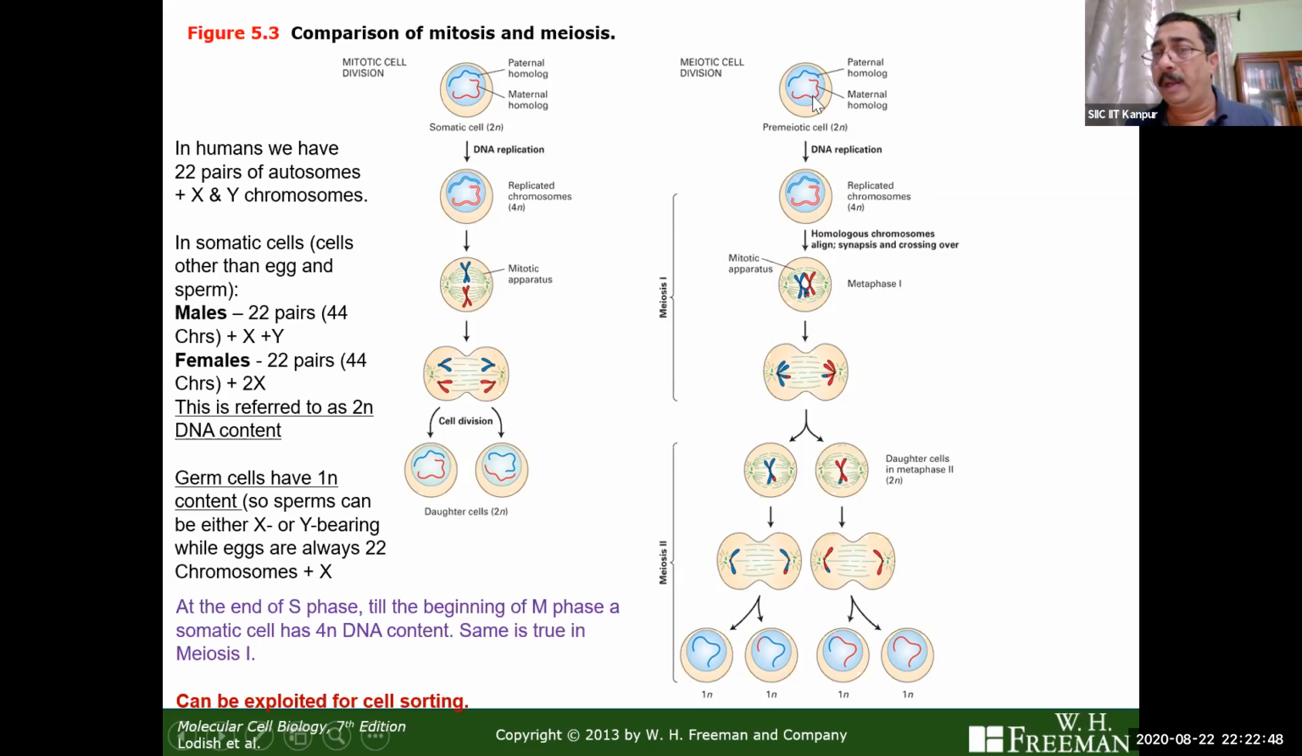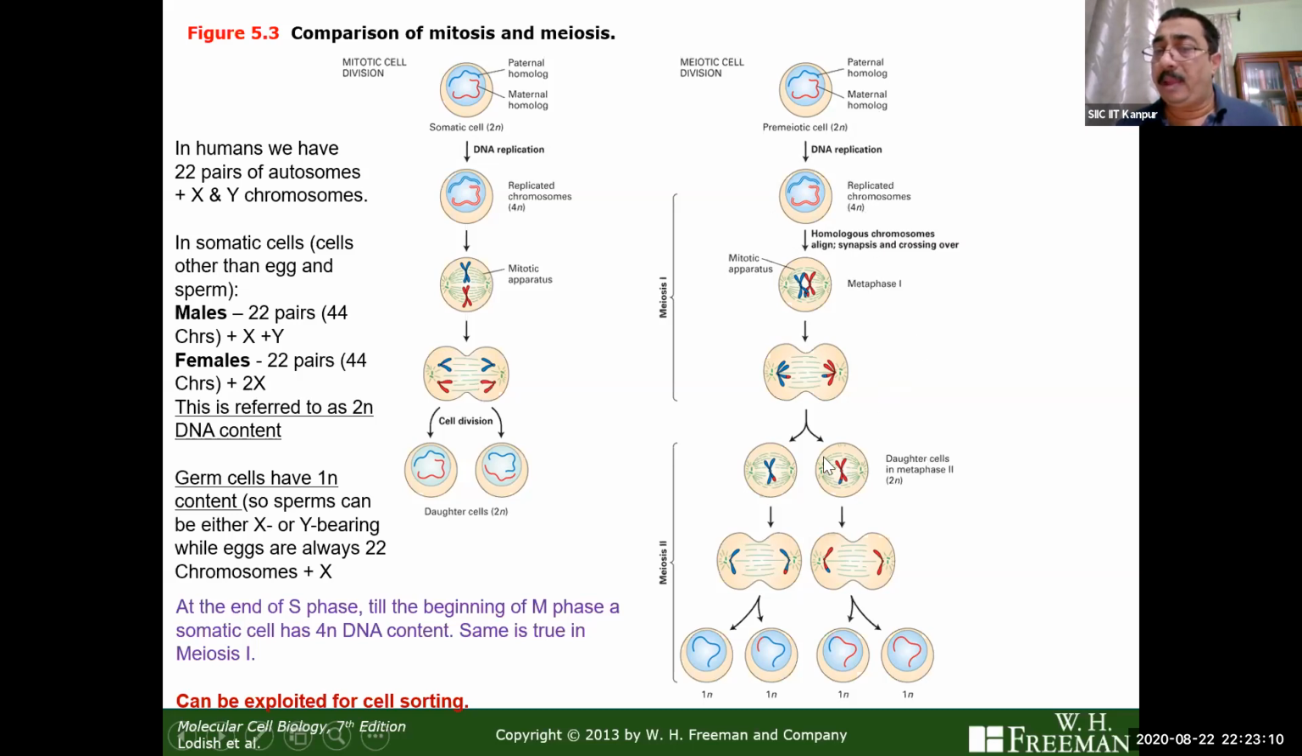Now it will undergo the first round of meiotic replication, meiosis 1. It is now 4N content, okay? 2 of the blues and 2 of the reds. The blue came from the father, red came from the mother. Now you have 2 from father's side and 2 from mother's side in this phase.